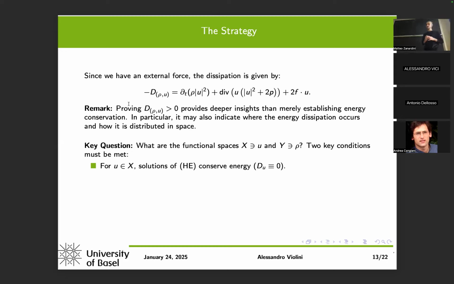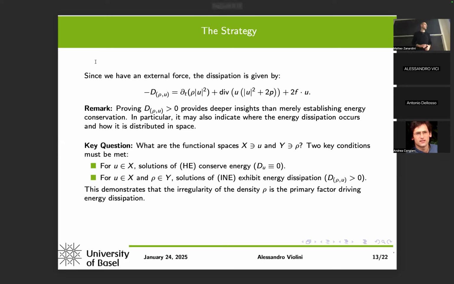So I will pick a functional space for the velocity which is regular enough to stay in the positive case of the Onsager theorem. And then I will pick a functional space for the density, Y, in a way that for u in X and ρ in Y, I will lose the energy. So my local distribution of energy is strictly positive. In this way, in some sense, I'm proving that I'm dissipating energy due to the mixing of the density, because the velocity is in a regular enough space. So now we have to find a good candidate for X and a good candidate for Y.